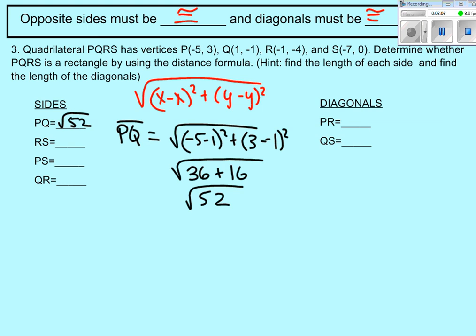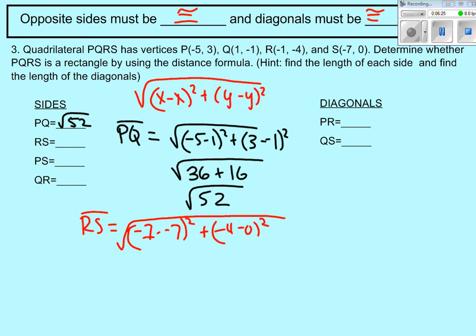So now RS, we will look at in red. RS, negative 1 minus negative 7 squared, plus negative 4 minus 0 squared. So this becomes negative 8 squared, that's 64. This becomes negative 4 squared, that's 16. So put those together, and what do you get? Square root of 80.